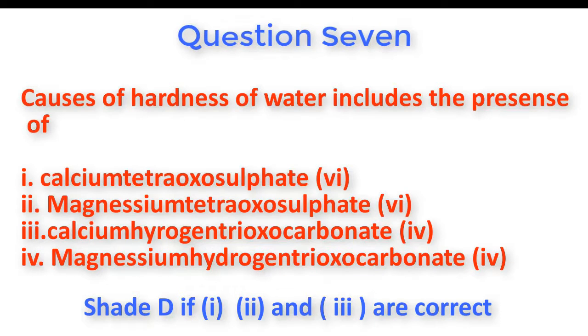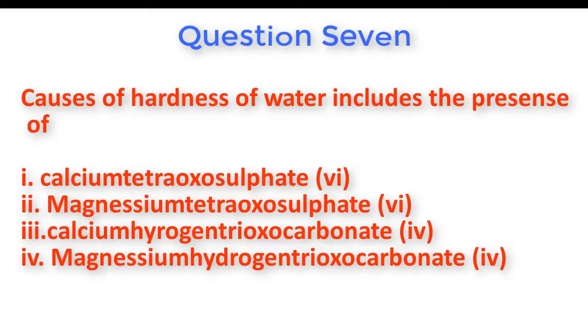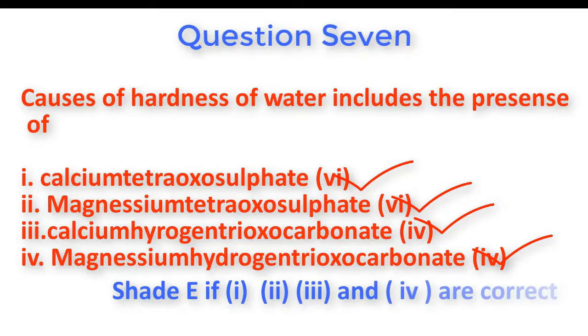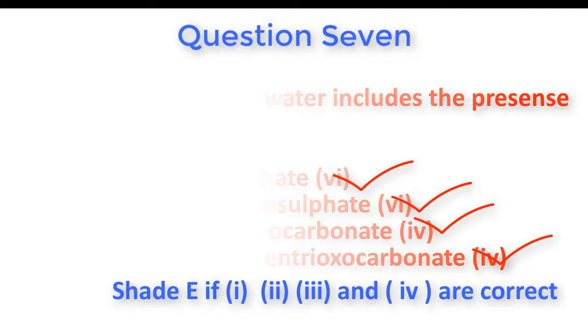Number 7. Causes of hardness of water include the presence of 1. Calcium tetraoxosulphate 6. 2. Magnesium tetraoxosulphate 6. 3. Calcium hydrogen trioxocarbonate 4. And 4. Magnesium hydrogen trioxocarbonate 4. Obviously, all these compounds are responsible for the causes of hardness in water. So 1, 2, 3 and 4 are correct. So the right answer is E.